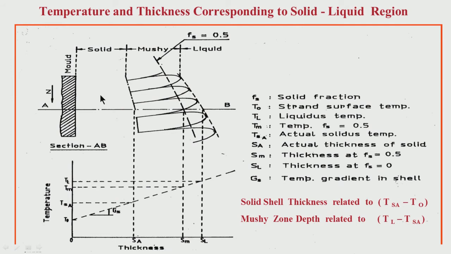So the solid shell actual thickness will be less, and consequently the mushy zone, TSA decreasing means TL minus TSA, this interval is increasing, the solidification temperature zone is increasing, the mushy zone is increasing in depth. SA coming down means the thickness, that means SL minus SA, is increasing. Therefore, the mushy zone is increasing in thickness.